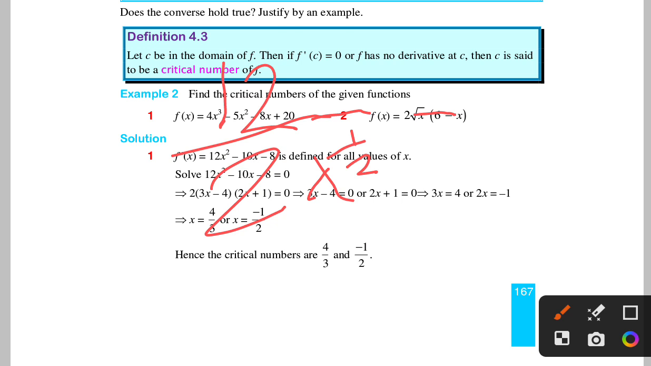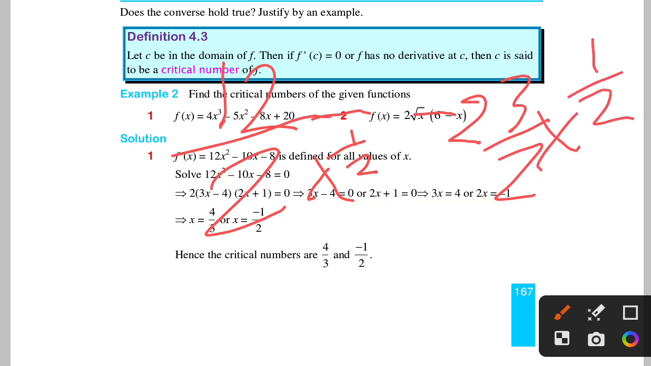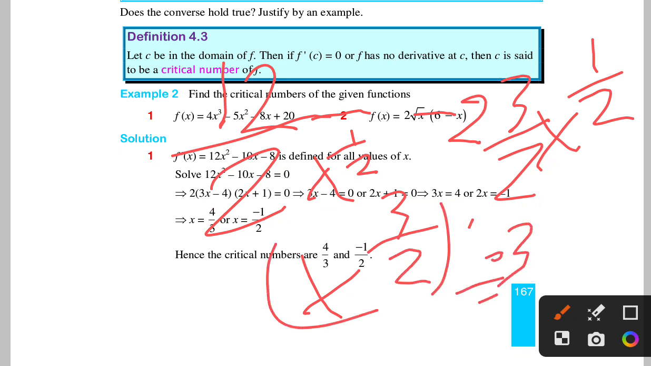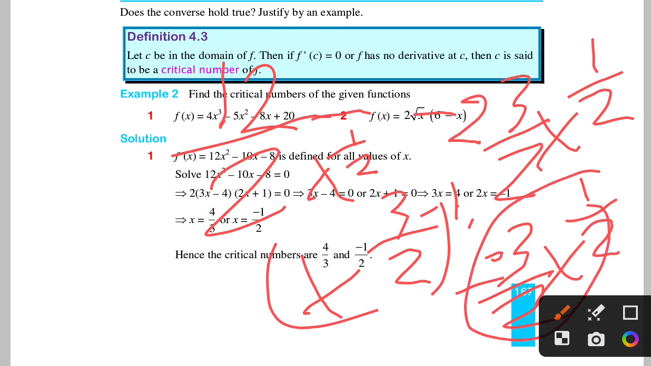When we differentiate, we get 3 over 2 x raised to 1 over 2, isn't it? Because x raised to 3 over 2, when we differentiate this number, we get 3 over 2 x, and when we subtract 1 from the power, 3 over 2 minus 1 is 1 over 2. We got this number.